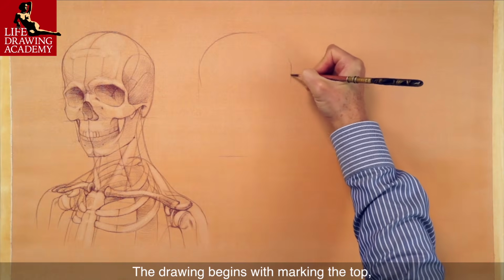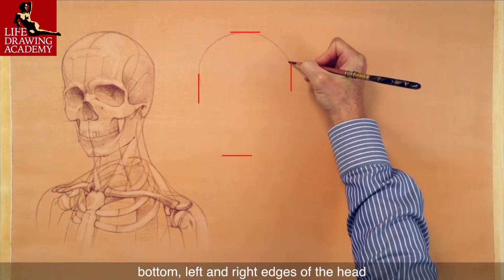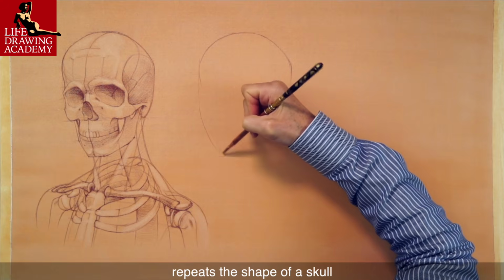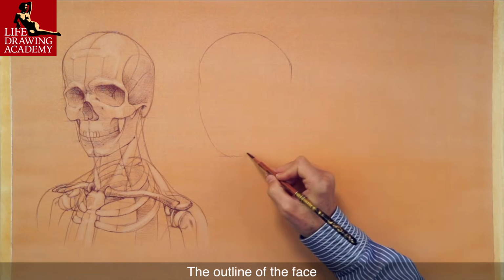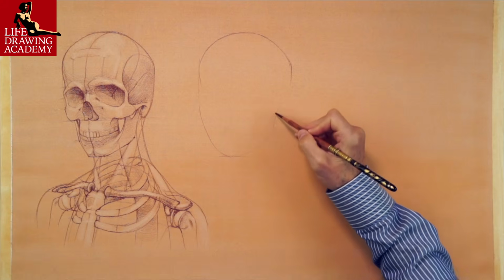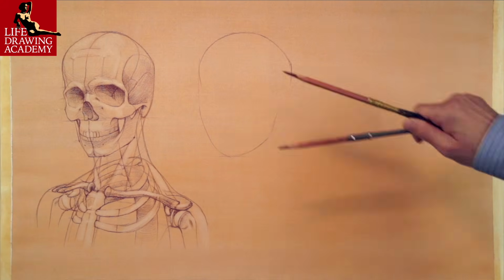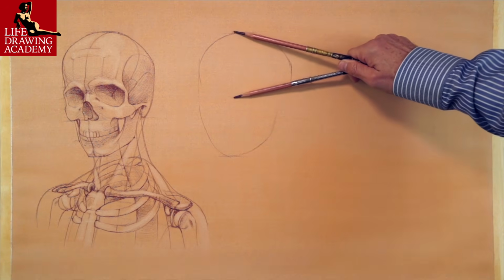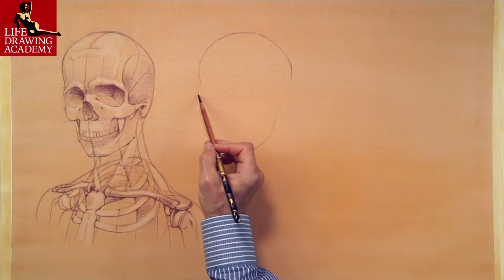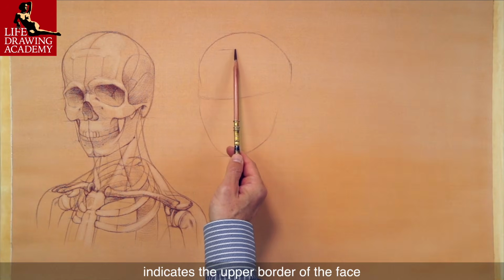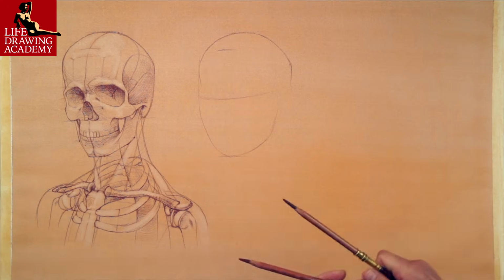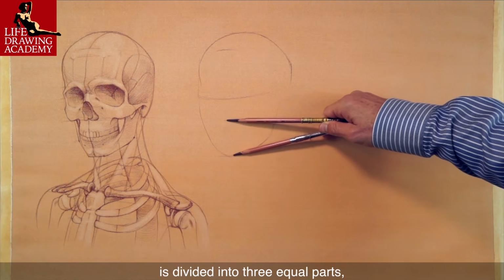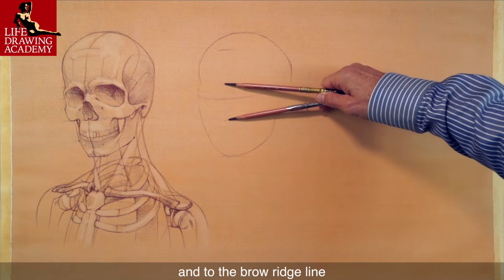The drawing begins with marking the top, bottom, left, and right edges of the head. The outline of the cranium repeats the shape of the skull. The outline of the face is approximate for now. The line of the eyes divides the height of the head exactly in half. The top of the forehead indicates the upper border of the face. The full height of the face is divided into 3 equal parts, from the chin to the base of the nose and to the brow ridge line.